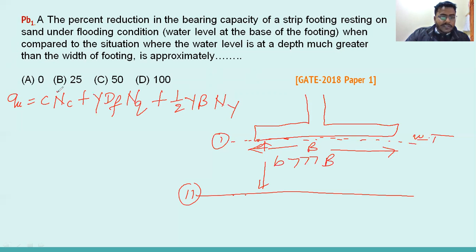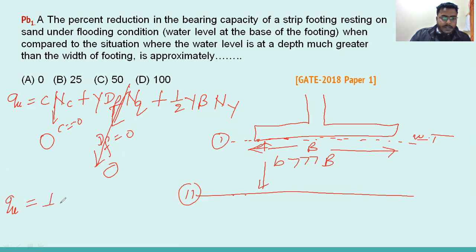In the question it mentions sand, which means c is equal to 0, so this expression will be 0. This expression also will be 0, because the footing is resting on the sand, which means the depth of foundation is 0. So the third expression remains. Directly we can write the ultimate bearing capacity as half gamma B N gamma, right?